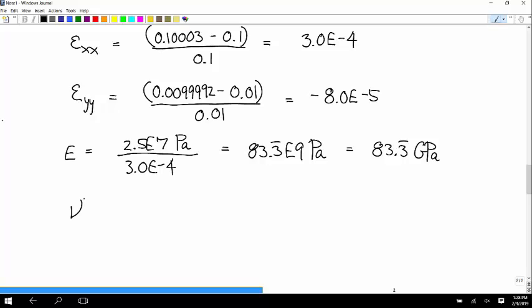Okay, Poisson's ratio. This is going to be negative strain for the off axis, so negative 8.0 times 10 to the minus fifth, divided by the strain for the loaded axis, 3.0 times 10 to the minus 4. And so you always get a positive value for Poisson's ratio. This one comes out to be 0.26 repeating, which is right in the ballpark of what you expect values to be for concrete or metals.